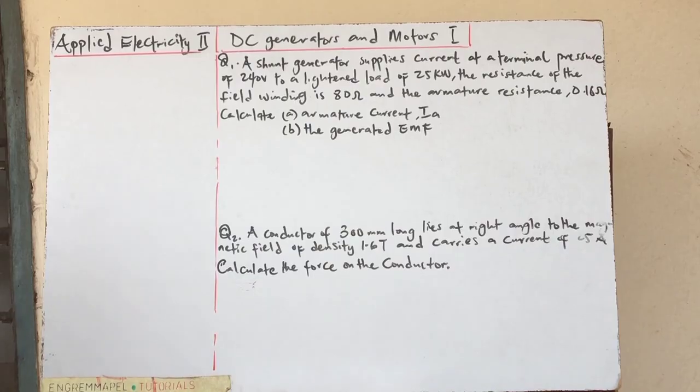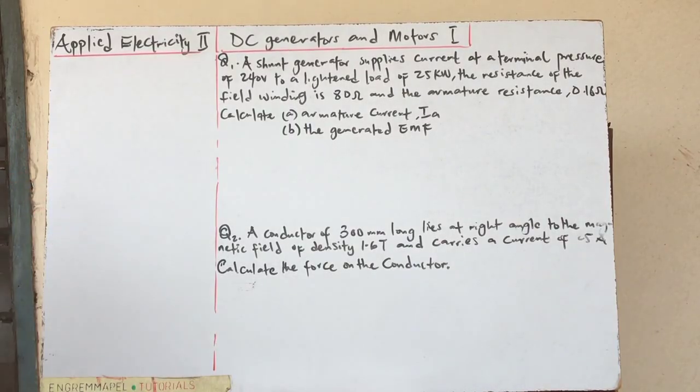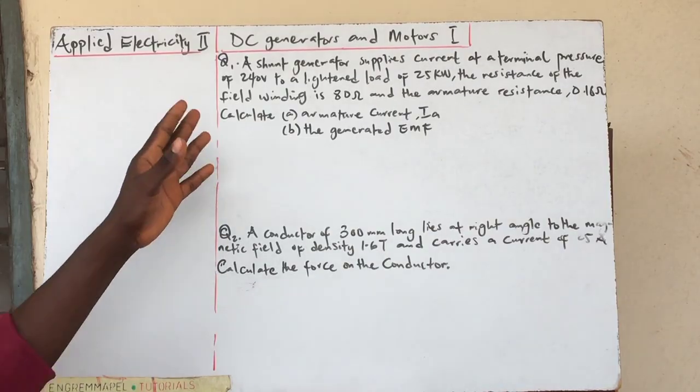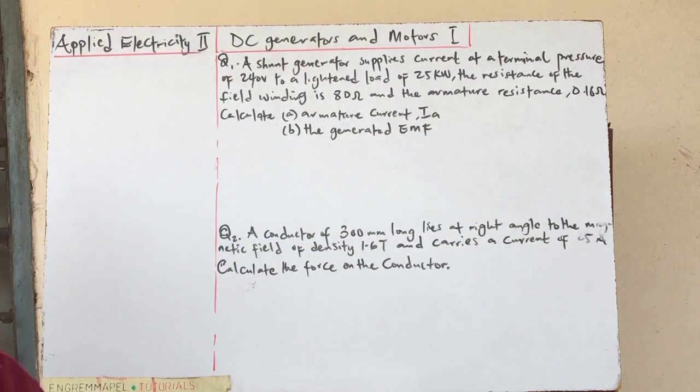This is the second part for the second year engineering students, and in this part we are going to be dealing with mostly the practice questions. So under this course, Applied Electricity 2, some may know it as EE202, we are going to be starting with the first topic, DC generators and motors.